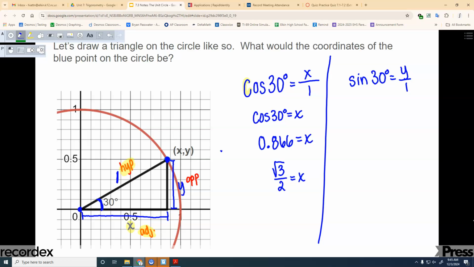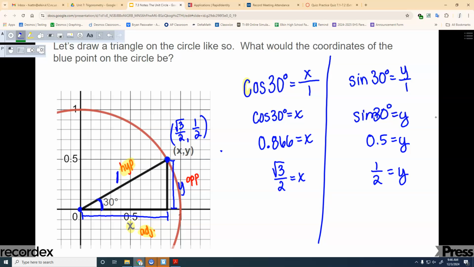Okay. All right. So, oh gracious, my computer screen went black. Still works up there. Okay. All right. So, when you get this, you get sine of 30 equals y. What was sine of 30 when you typed it into the calculator? 0.5. Or if we wanted to do a fraction, it would be 1/2, right? So the coordinates of this point right here are square root of 3 over 2 and 1/2.